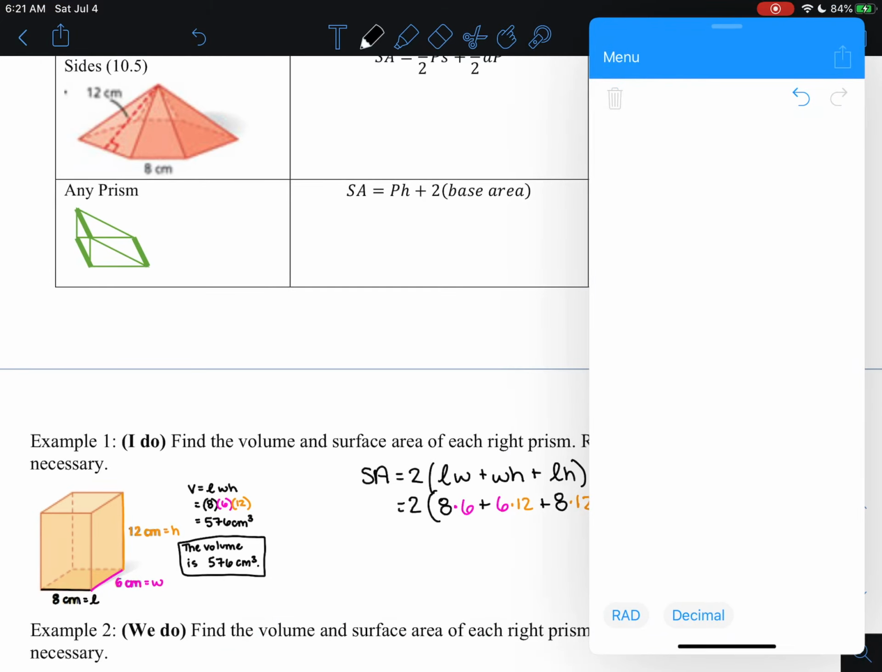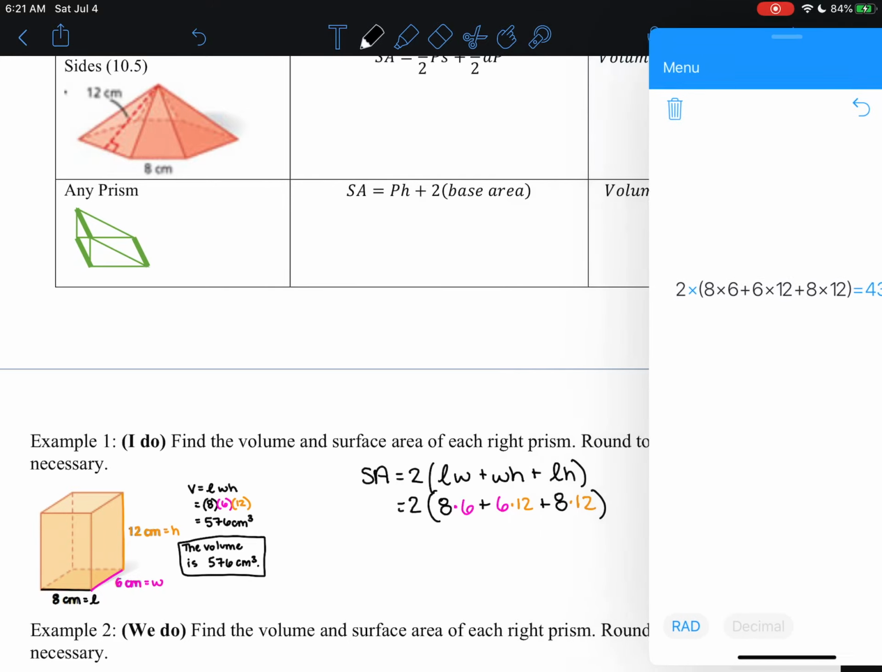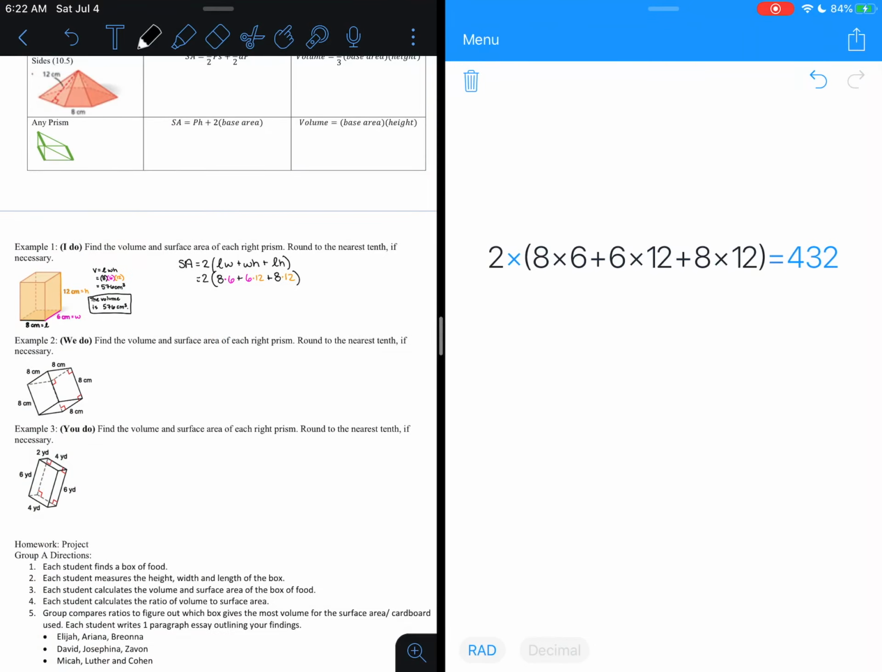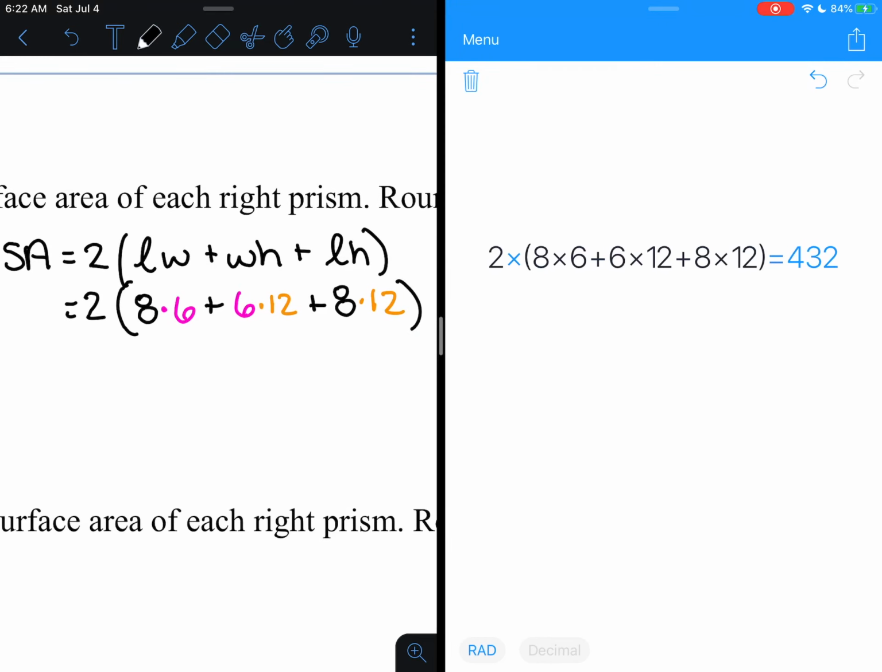And I'm just going to type into my calculator 2 and then in parentheses 8 times 6 plus 6 times 12 plus 8 times 12. Oops, I ran out of room there. And let's double check what we wrote, make sure that that matches what we have here. So I'll do a split screen. And I'm just going to make sure I have 2, and then in parentheses 8 times 6 plus 6 times 12 plus 8 times 12, and then close the parentheses. So that means that my surface area would be 432.